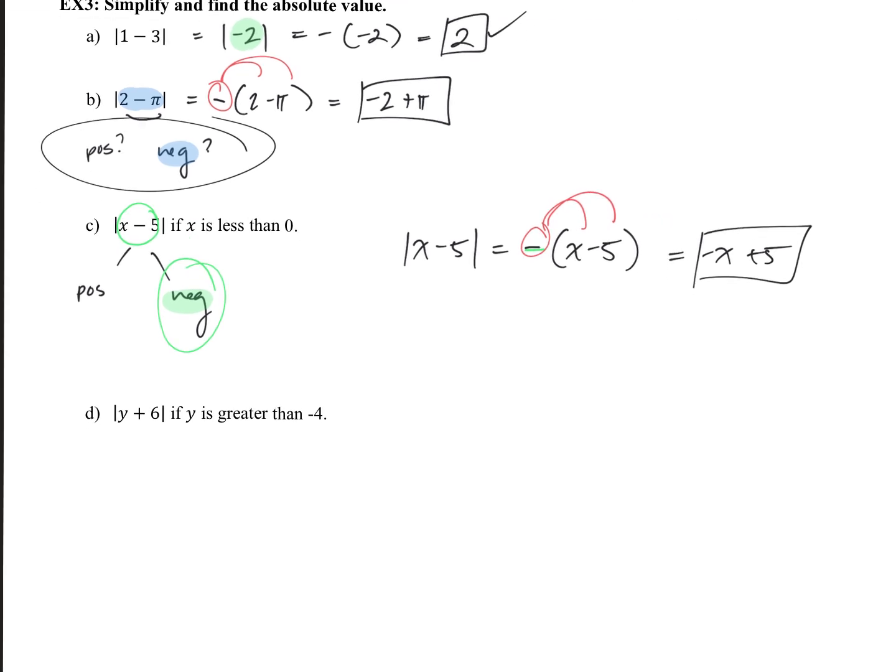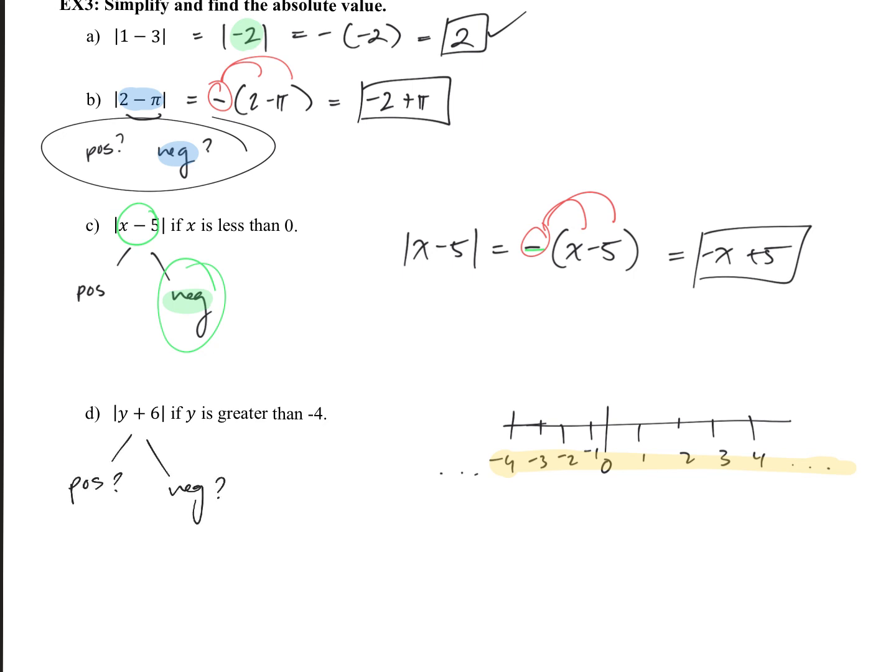Okay, last one. Absolute value of y plus 6, if y is greater than negative 4. Out on the number line, we have 0, and then we have negative 4, negative 3, negative 2, negative 1, 1, 2, 3, 4, and so on. So we know all of my values are negative 4 or greater. And as usual, when I'm trying to rewrite something without absolute values, I want to discover if it's positive on the inside or negative on the inside. Well, if I was to pick a number greater than negative 4 and plug it into this, what would I get? Let's just pick negative 4.